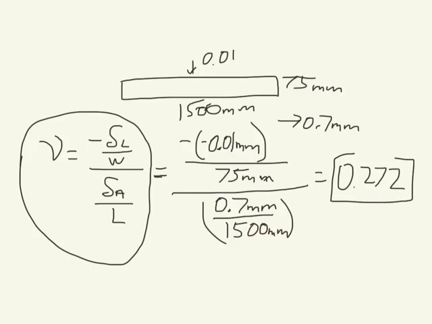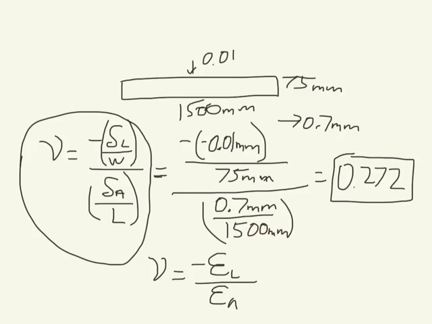So that's our answer. But I do want to point out the actual deformation over the length, or the actual deformation of width over the width. This is a way of saying strain lateral divided by strain axial. So we could also write Poisson's ratio as negative lateral strain over axial strain.